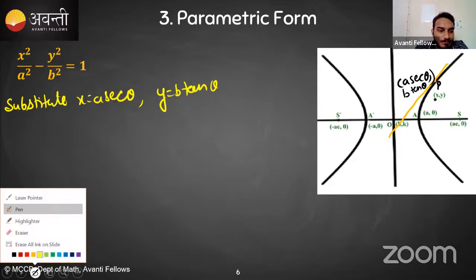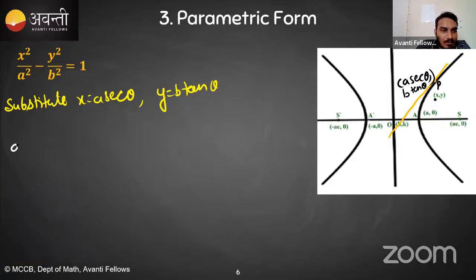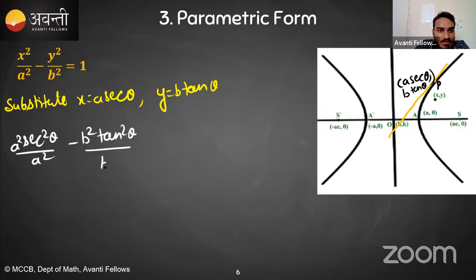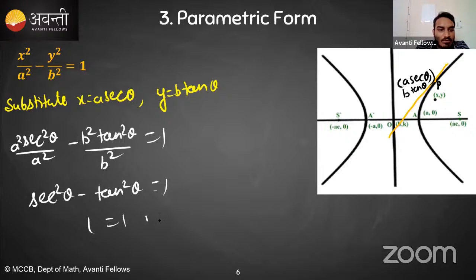What is coming? You are getting sec square theta by a square minus tan square theta by b square is equal to 1. So you are getting sec square theta minus tan square theta equal to 1, means 1 is equal to 1, right? So it means a sec theta comma b tan theta is a point which is lying on the curve. Yes or no?